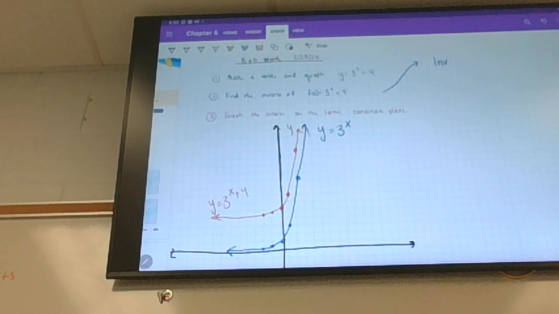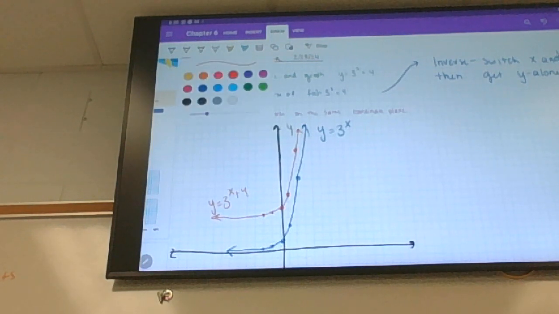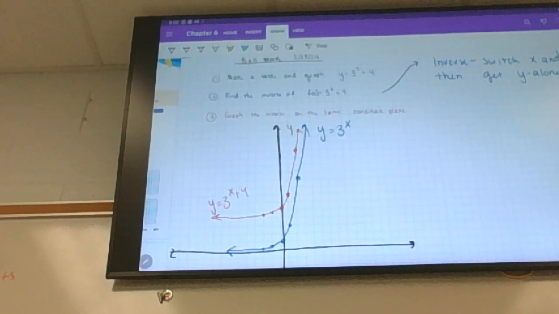So to find the inverse, you switch x and y, then get y alone. So this is a past skill coming into play here with our exponential chapter. So I want you to find the inverse of y equals 3 to the x plus 4. That's the challenge. That's the challenge of today. This is the most challenging question today right here, finding the inverse of that equation.